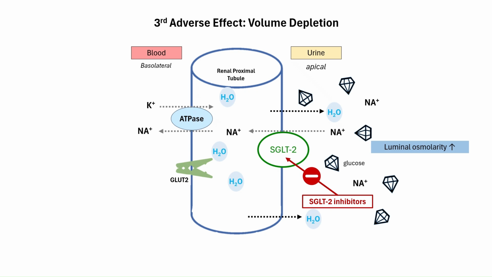But there's more. The SGLT-2 transporter also co-transports sodium with glucose. Blocking it means you're leaving both in the urine. This double hit of sugar and salt strengthens the osmotic gradient, dragging massive amounts of water out of the body. We call this osmotic diuresis.